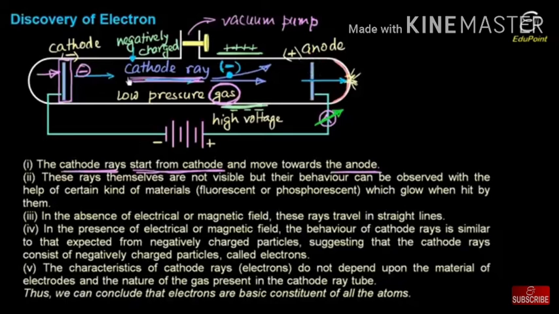In the presence of an electric or magnetic field, the behavior of cathode rays is similar to that expected from negatively charged particles, suggesting that cathode rays consist of negatively charged particles called electrons. The characteristics of cathode rays or electrons do not depend upon the material of the electrodes or the nature of the gas present in the cathode ray tube. Thus, from here, we can conclude that electrons are a basic constituent of all atoms.